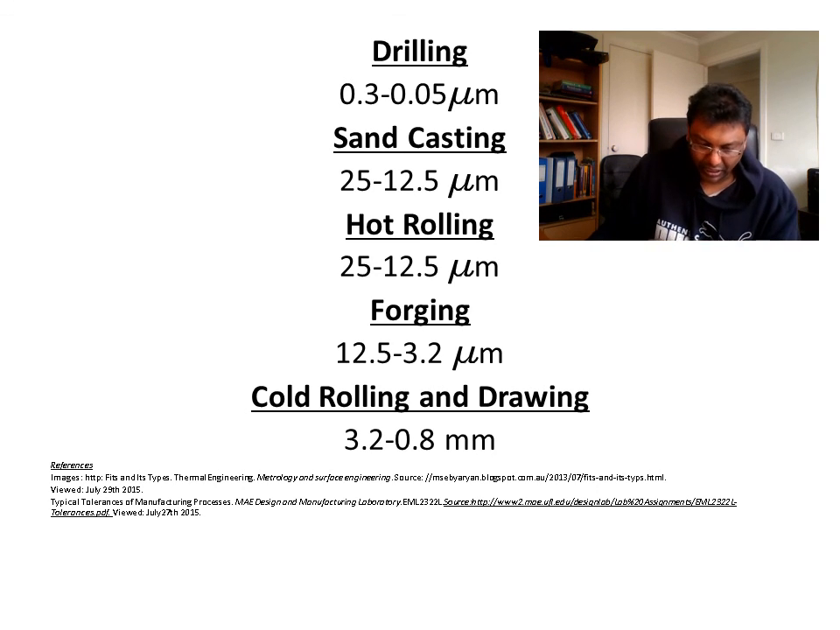Some of the processes and their tolerances are flame cutting, 0.5 to 2 millimeters, laser cutting, 2 to 5% of the thickness of the workpiece, depending on the thickness of the workpiece, drilling, 0.3 to 0.05 millimeters, sand casting, 12.5 to 25 micrometers, hot rolling, 12.5 to 25 micrometers, forging, 12.5 to 3.2 micrometers, cold rolling and cold drawing, 0.8 to 3.2 micrometers.